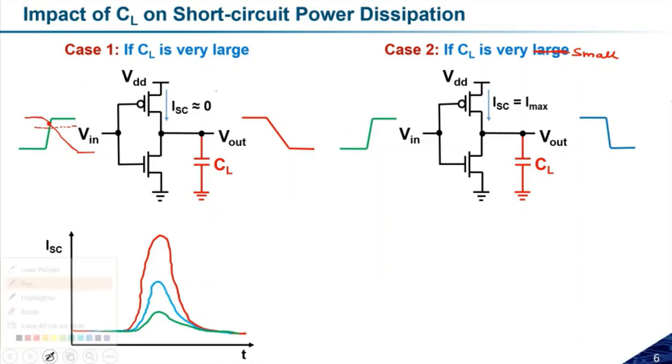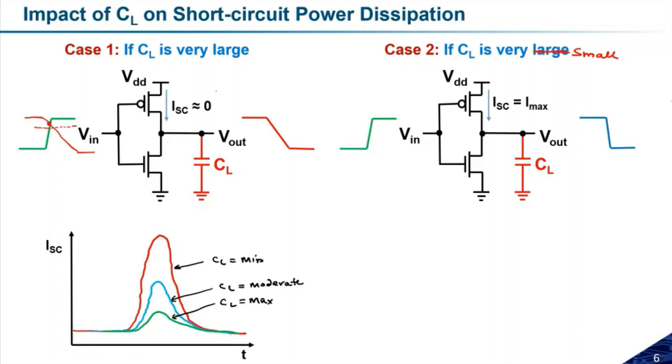Sir, the green one has the largest and the red one has the smallest capacitance. Perfect. Okay, so the green one has the largest load capacitance, so CL for this one is maximum. For this, CL is moderate. And for this case, CL is minimum. Okay, so this is the relation that we should consider.